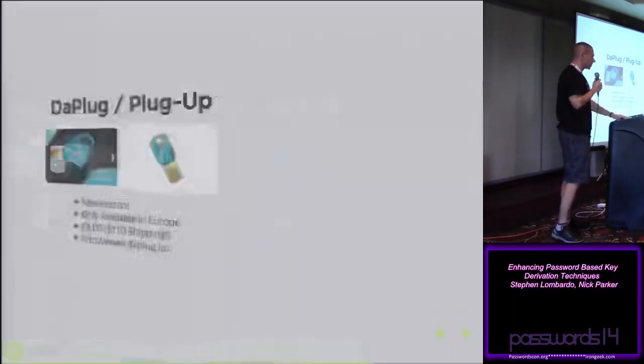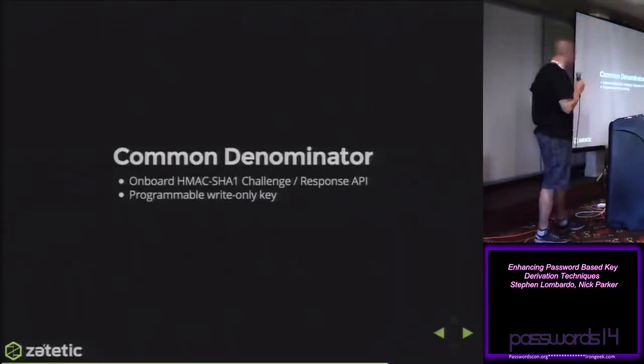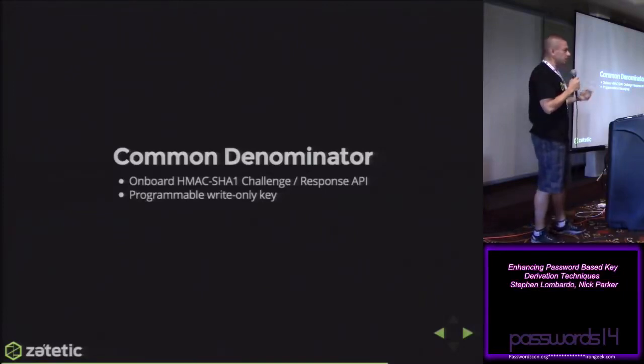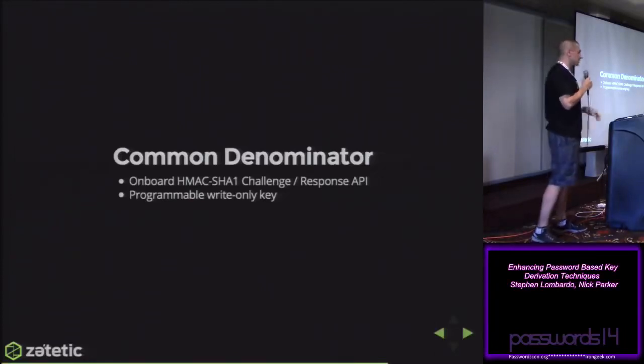Really with this common denominator that we're taking advantage of, and that is the fact that they both provide an onboard HMAC SHA-1 implementation that's callable via a challenge response API. So the idea is that you program your key one time, you write out your random key data, and then your interactions from that point forward with the hardware token is, I'm going to give you some data, and you're going to sign it, and you're going to give me the data back. And you're going to use the secret key that's on the device. I don't know what that is anymore. If you get the device, you're not going to know what it is either.